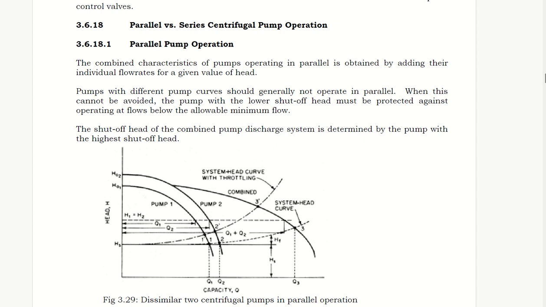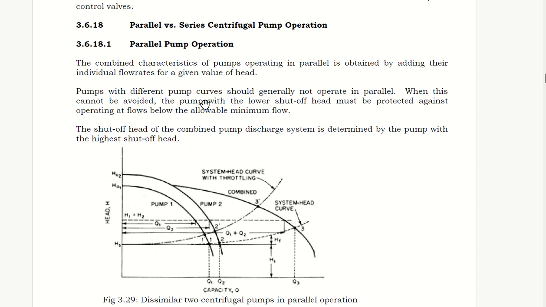So this topic is about parallel and series operation of pumps, and let's understand parallel pump operation. The combined characteristic of pumps operating in parallel is obtained by adding their individual flow rates for a given value of head. In parallel pump operation, basically we can see that the two pumps are in parallel, and the overall flow rate in the mixed header and the discharge header is the sum of the flow through these pumps.